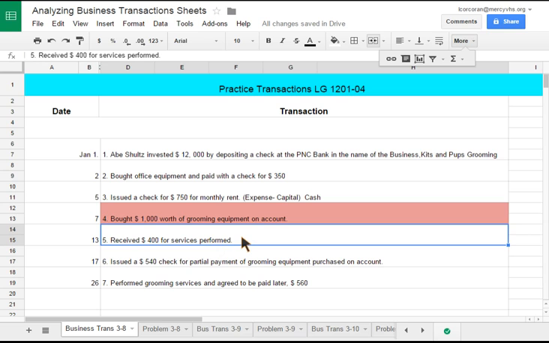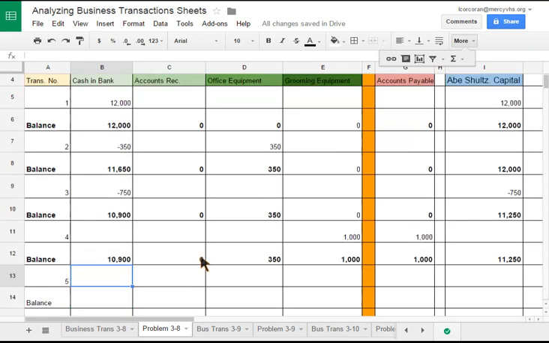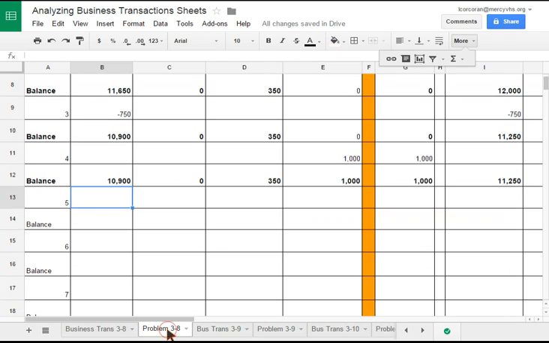I go to number 5, receive $400 for services performed. So I'm actually receiving the money right away. It doesn't say on account. Notice that. So that's why I did not highlight this, but I highlighted that because of the words on account. We receive the cash right away. So my cash increases by $400.